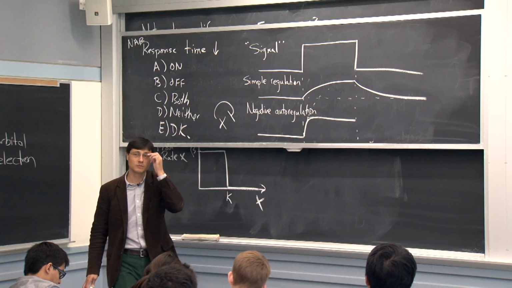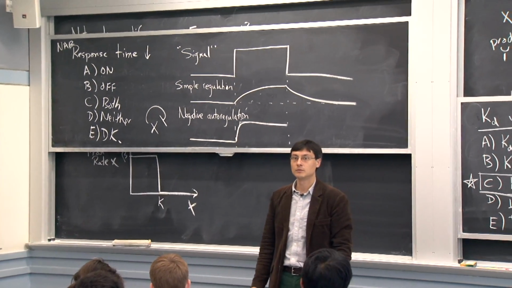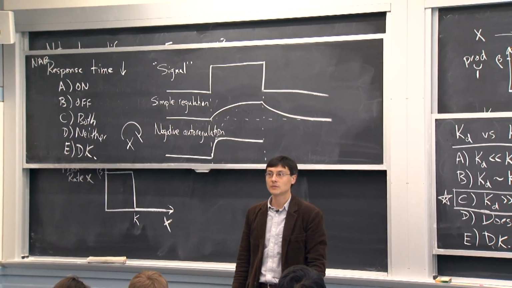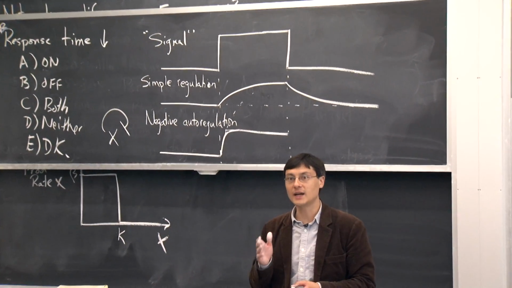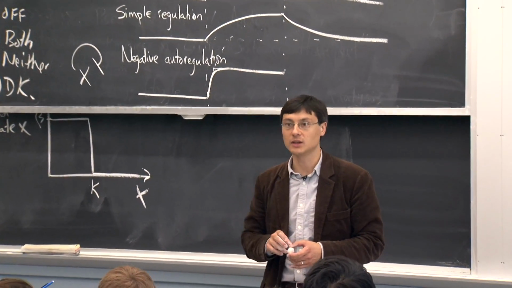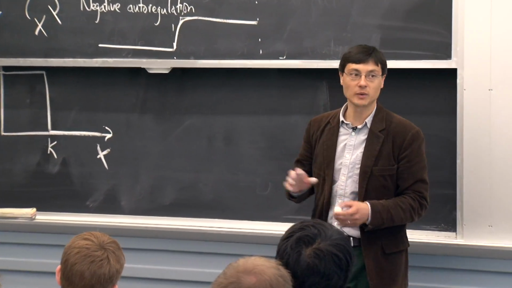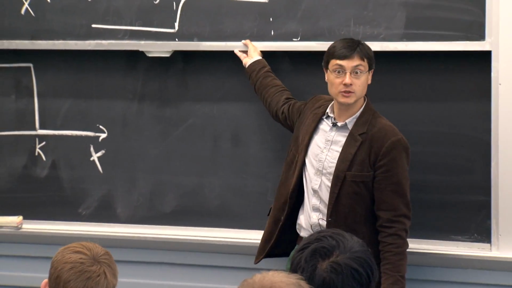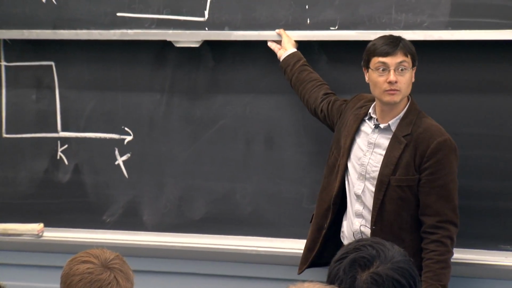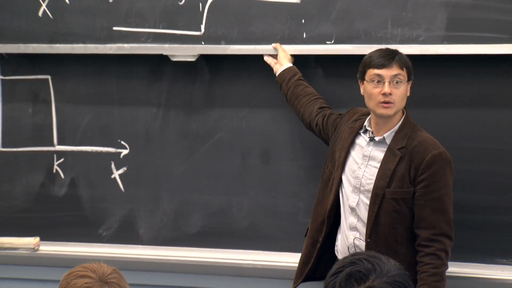Yes, question. To get to the same equilibrium level with autoregulation, you would need a stronger promoter. Yes, you want a stronger promoter because you really want high expression initially and then later repress that. So negative autoregulation allows you to speed up turning on, so T on goes down, without increasing the protein level, which is a good thing because your cell would die if you produce too much protein.